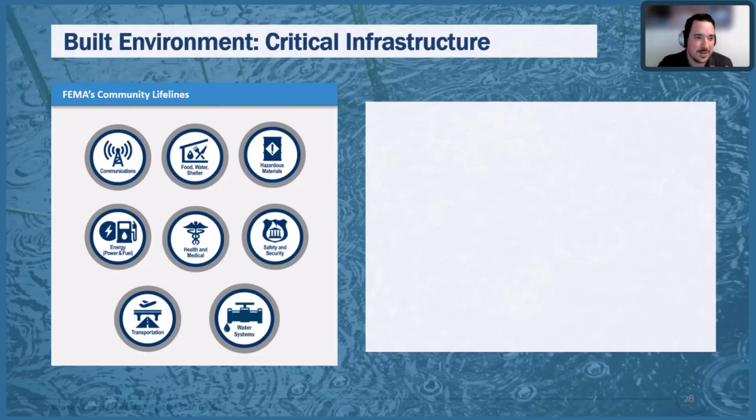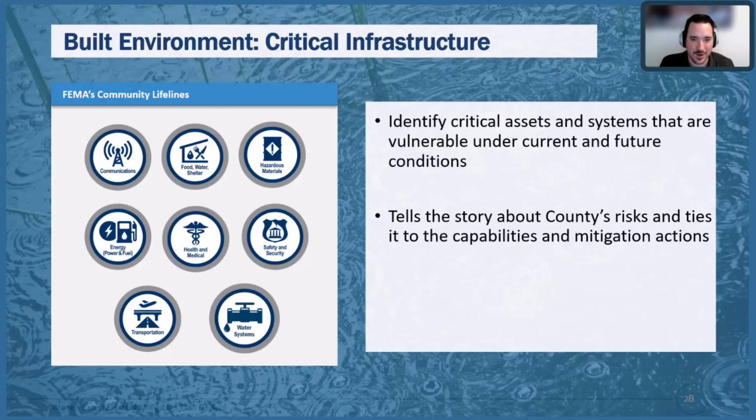And this time around, we're going to be pulling in FEMA's community lifelines into those hazard profiles: communications, food, water, shelter, hazardous materials, energy and power, fuel. It could be anything from natural gas to solar, health and medical facilities, safety and security, transportation, and water systems.